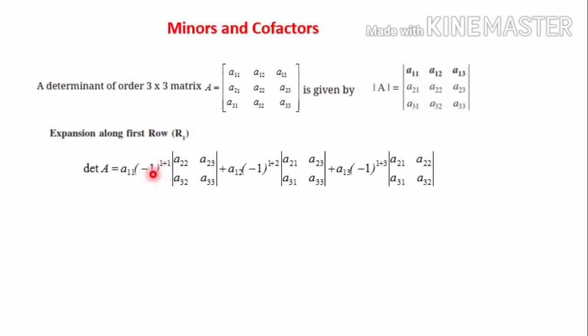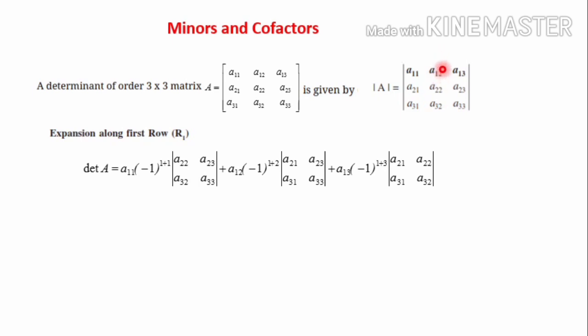This 1 plus 1 is the first row, first element and first column, first element. The first one is the row value and the second one is the column value, into, since we have taken A11, we have eliminated the first row and the first column. The balance elements we have written as another determinant, that is A22, A23, A32 and A33, plus the second element we have taken, that is A12, into minus 1 the whole power, the row value and the column value, that is 1 plus 2, into determinant.